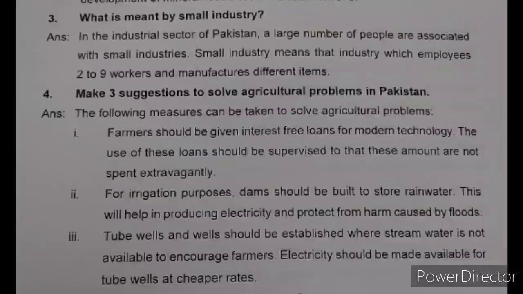Number 2, for irrigation purpose, dams should be built to store rainwater. This will help in producing electricity and protect from harm caused by floods. Number 3, tube wells and wells should be established where streams water is not available to encourage farmers. Electricity should be made available for tube wells at cheaper rates. 10 points are in your book, but you can write only 4 points as is your question required.